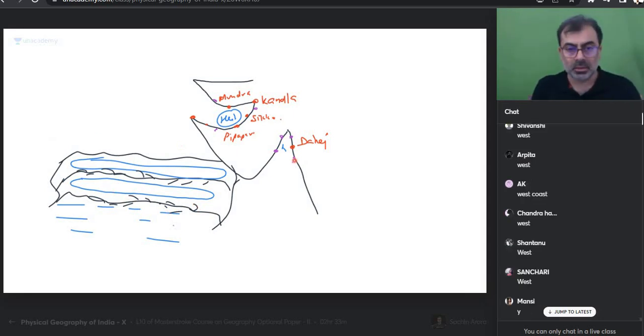Because the sea has entered over there. So what did the sea do? The sea entered here. So already shallow areas are there. Maybe some mountains were there. Maybe some highlands were there. Will they give us protection or not? Will this become a harbor or not?